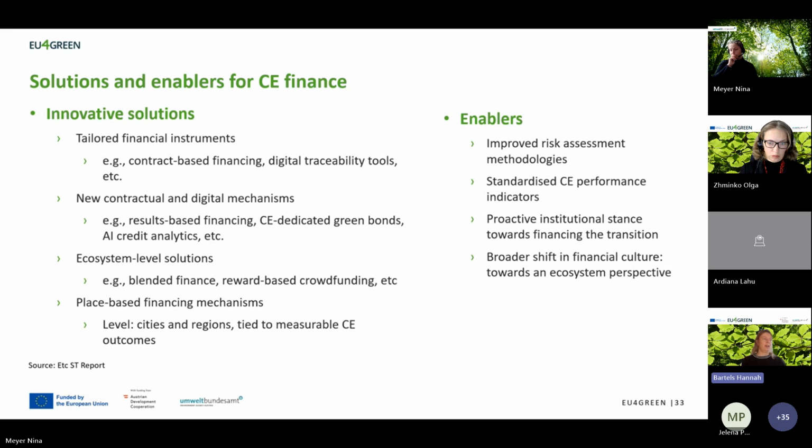And what we call place-based financing mechanisms is related to the city and regional level, but also really the need to tie financing coming from cities and regions to measurable CE outcomes. What can potential enablers look like in this context?